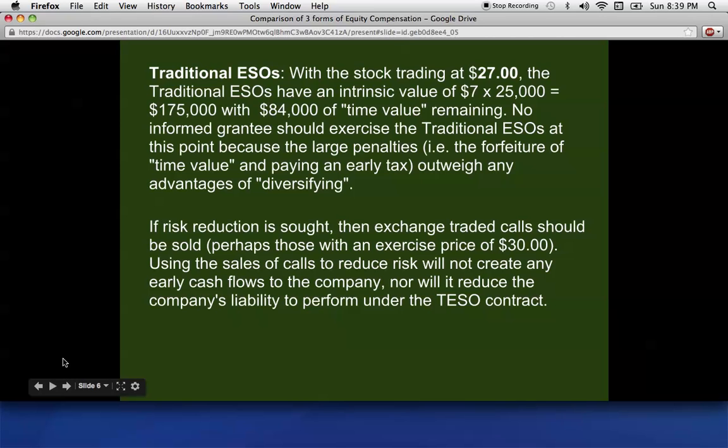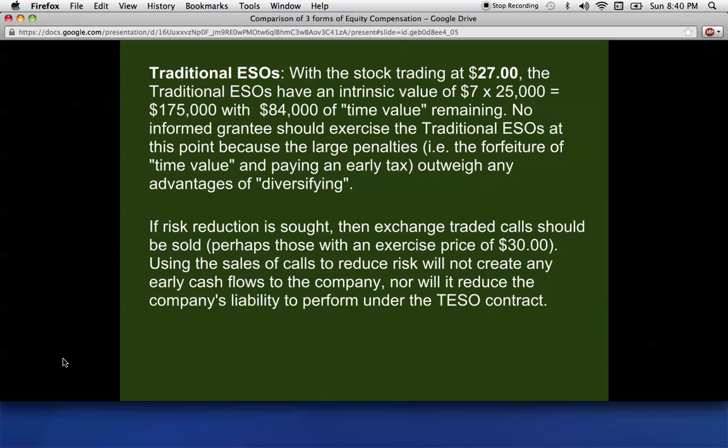All right, now let's look at what traditional employee stock options are like when the stock is 27 with an exercise price of 20. The traditional employee stock options have a value of 7 times, remember we're using 25,000 now, and that is equal to 175,000, and there is remaining $84,000 of time premium or time value.